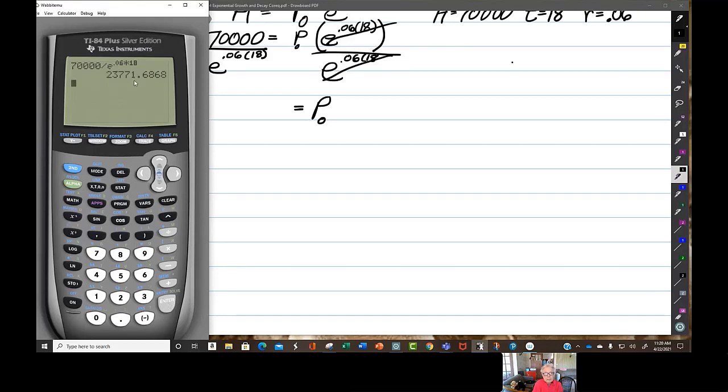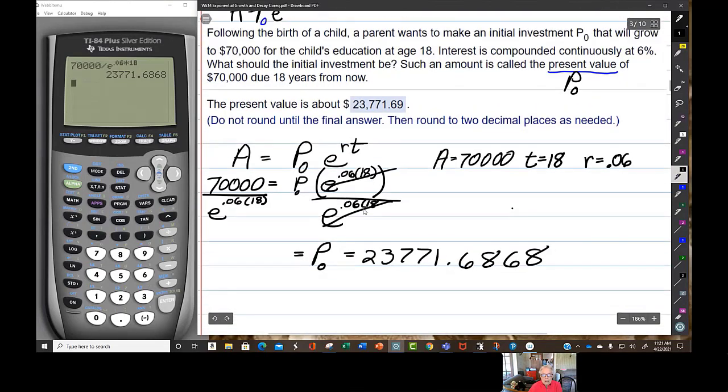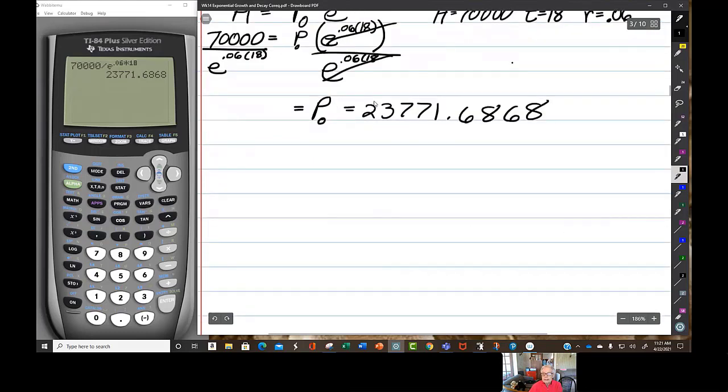And this is the number I get. Let me write it out here. 23771.6868. And let me find out what the instructions are. Here's the answer. Looks like we round to two decimal places. Okay, here are my decimal places. That 6 will cause the 8 to round up to a 9.